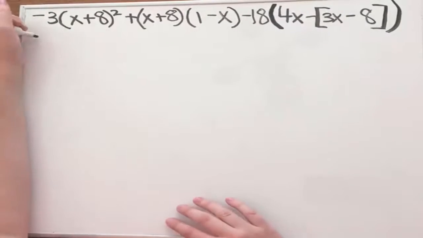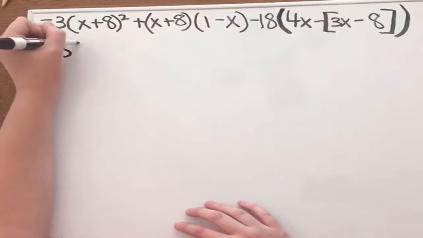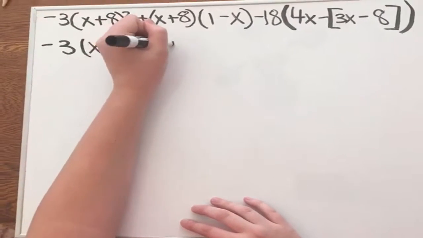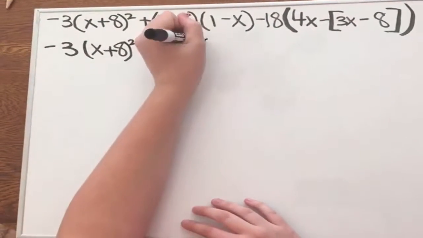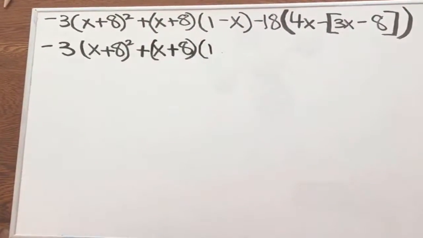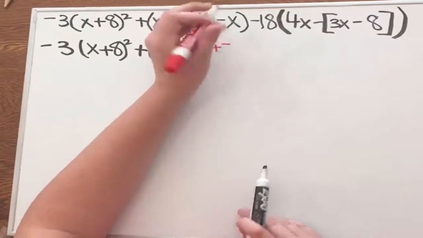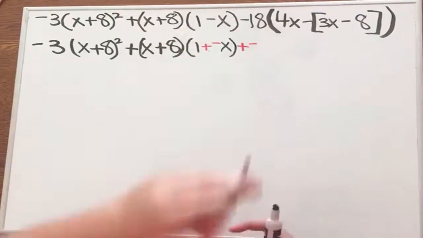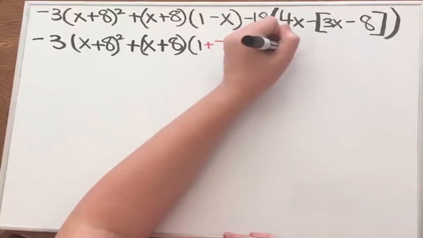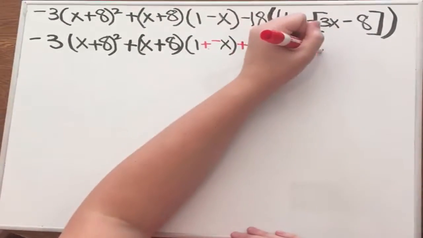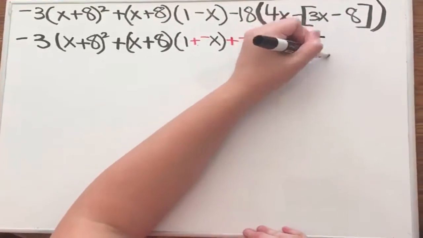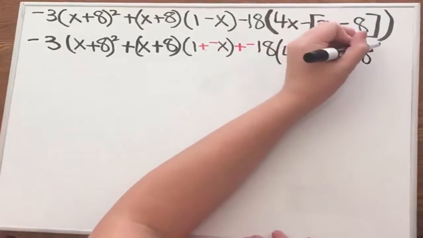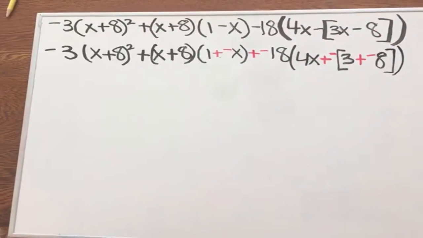Step 2. Before solving anything, I used the definition of subtraction, and I got negative 3 times (x plus 8) squared, which stayed the same from the first problem, plus (x plus 8) times (1 minus x), which I changed to 1 plus negative x. Then I changed the minus 18 to plus negative 18 times (4x plus negative 3x plus negative 8).